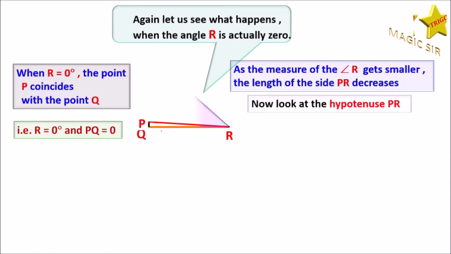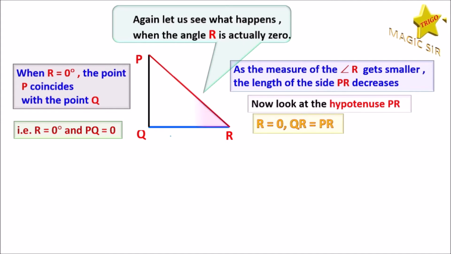Here we observe that angle R is very close to 0 degrees. PQ is nearly 0. PR is almost the same as QR. Here we have taken R equal to 0 degrees. So PQ is equal to 0 and QR is equal to PR. Now let us find the values of the trigonometric ratios of angle 0 degrees.